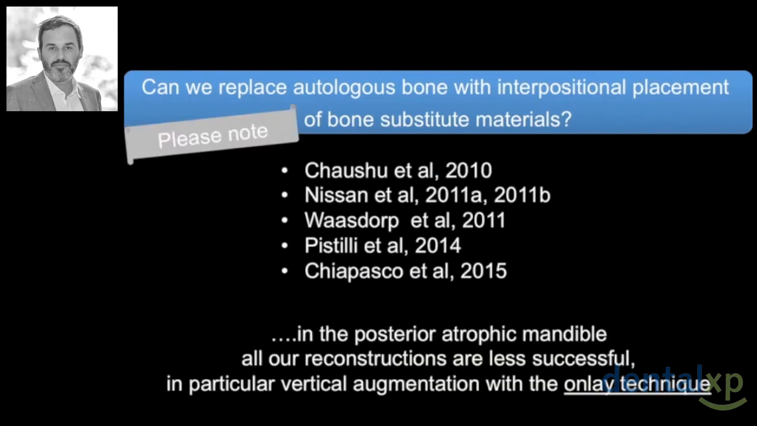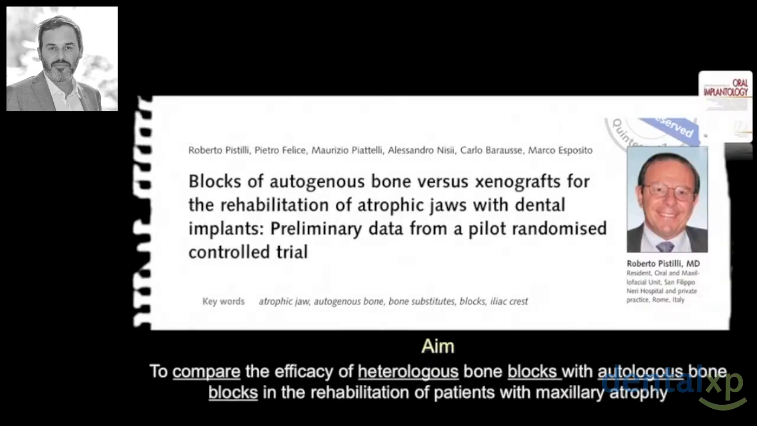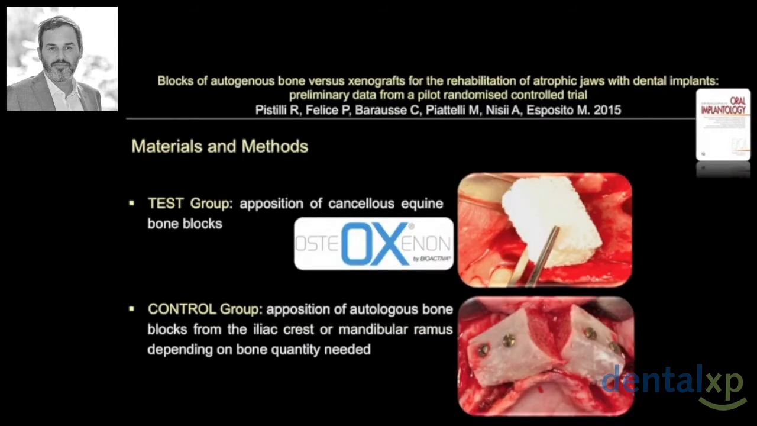But analyzing the literature of heterologous and homologous bone blocks using the onlay technique to treat posterior mandibular atrophy, the results are not encouraging. As in this study, comparing the efficacy of heterologous bone blocks with autologous bone blocks in atrophic patients, the test group had the heterologous bone block while the control had homologous bone.